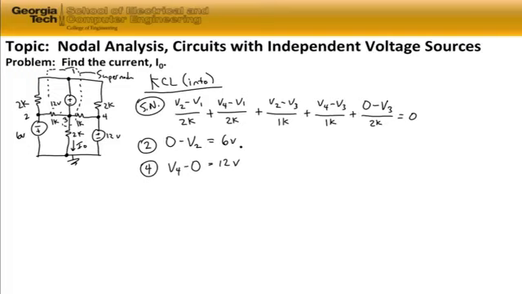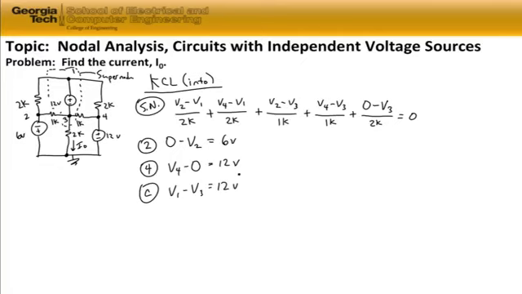The last equation that we need is the equation which relates the node voltages to our supernode. If we look at the supernode, we can easily see that our constraining equation for the supernode is going to be V1 minus V3 is equal to 12 volts. So now we have 4 equations and 4 unknowns, V1, V2, V3, and V4.